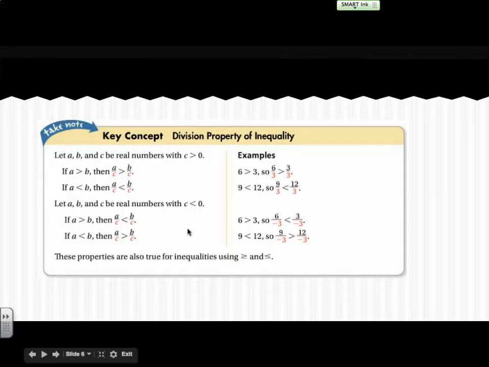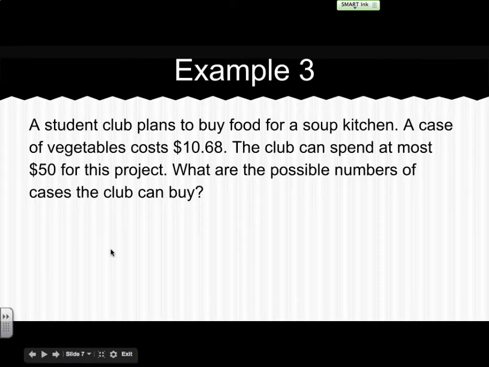Okay, same thing with division. If you're dividing by a positive number, the sign stays the same. If you're dividing by a negative number, you have to flip the sign. I shouldn't say sign, the inequality.